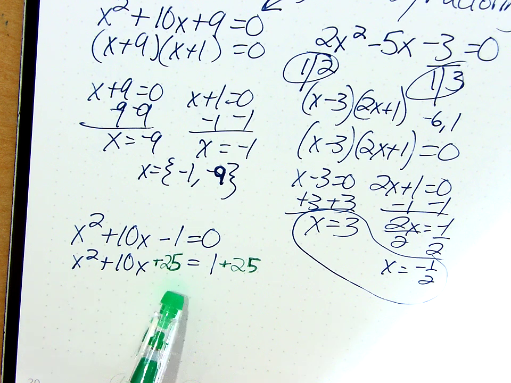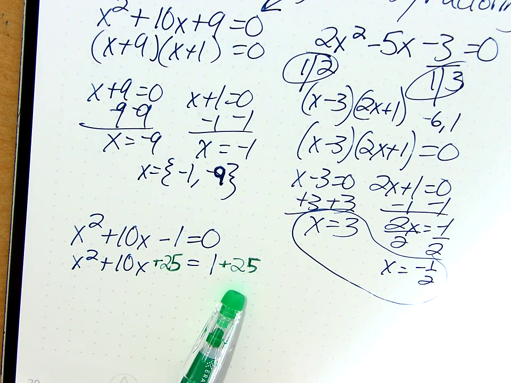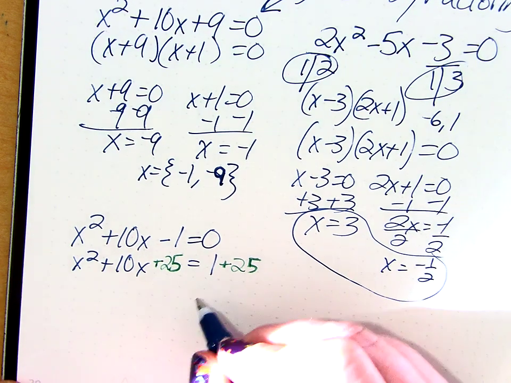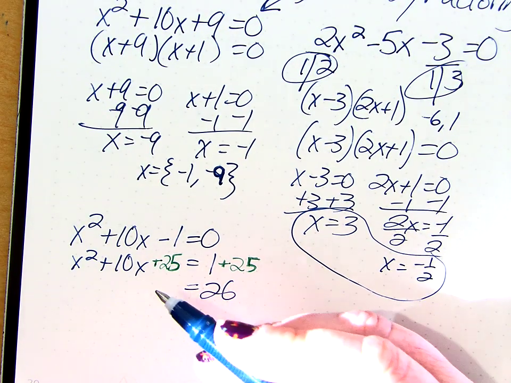Okay, so a very common mistake is right here. A lot of times kids forget. They'll either take half or they'll square it. They won't do both. You have to take half of B and then square that number. The other common mistake is to not add it to both sides. You have to add it to both sides. All right, now on the right hand side I get 26. On the left, do you remember what you're supposed to do with that?